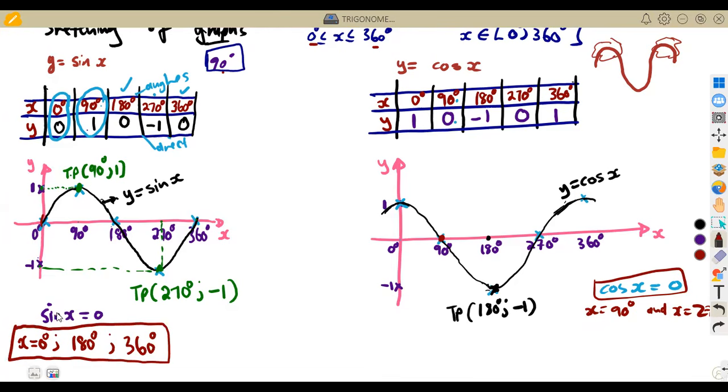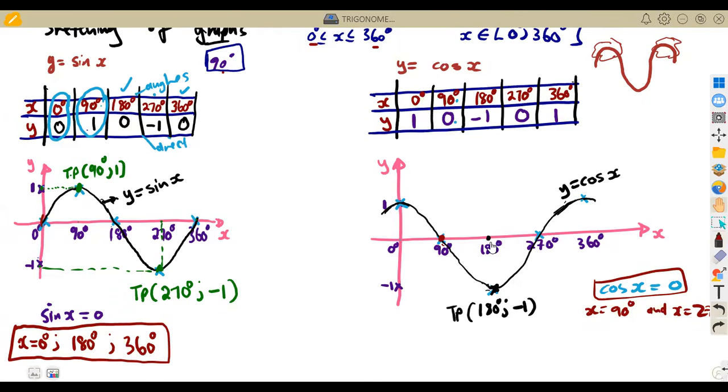So if the question is asking you to solve the equation after you've drawn the graph, sine x is equal to 0, you are simply taking the values of x that are at the intersection of the graph and what? The x-axis. So that is the idea. The same with cos, where the graph of cos meets with the x-axis, that is where cos x will be equal to 0. So these are the two most important graphs that we have in our syllabus that you need to understand, and also their effects.